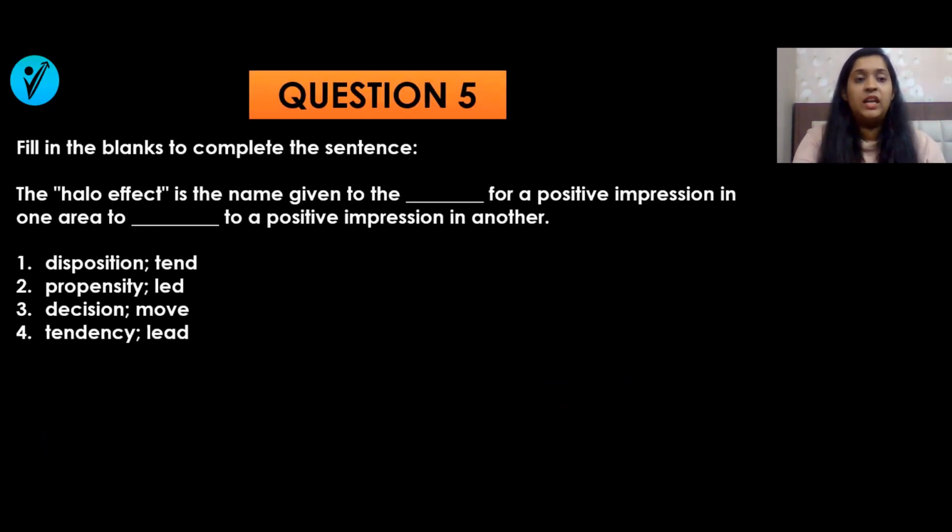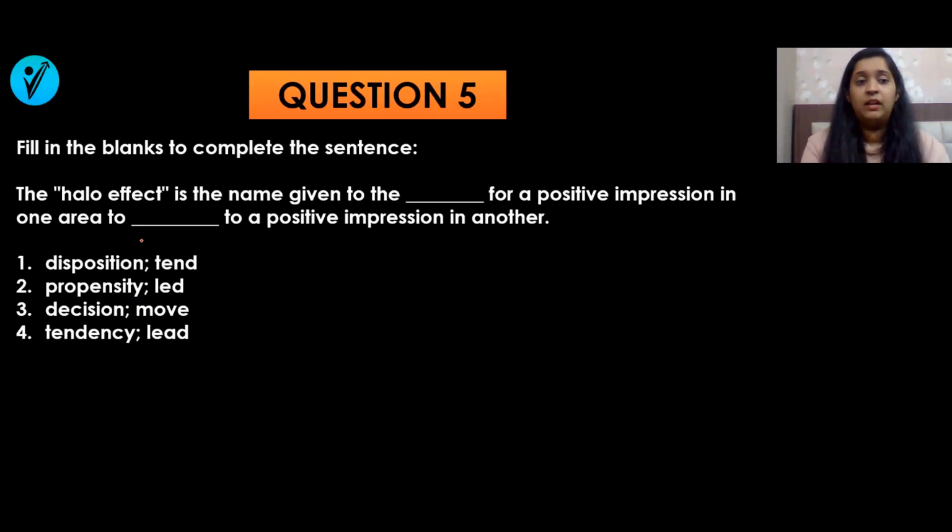Question number 5. The halo effect is the name given to the blank for a positive impression in one area to blank to a positive impression in another. Now, this is a multiple fill in the blanks type of question, which is also very common in the TISSNET. Now, it is a name given to the blank. So, it is a name given to what? A disposition, a propensity, or a decision.